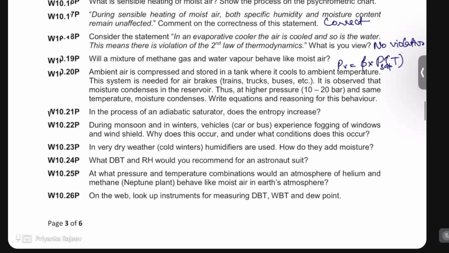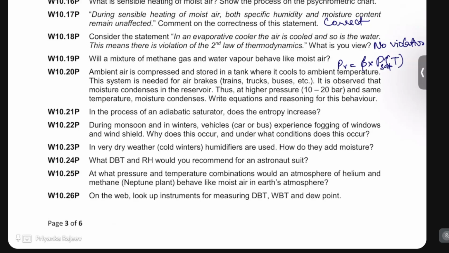Now, in the process of an adiabatic saturator, does the entropy increase? Since it's adiabatic, but it is going to be irreversible because mixing and evaporation are happening, the entropy is going to increase. So entropy of mixing is there. In the previous assignment also we have seen questions with entropy of mixing involved.